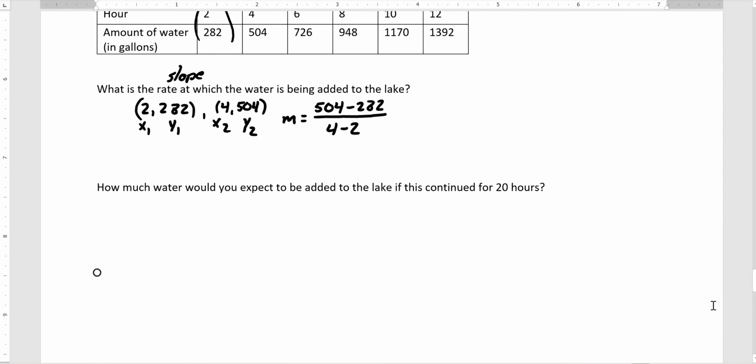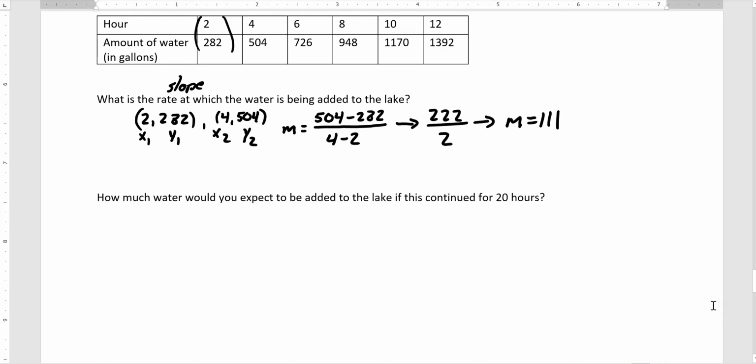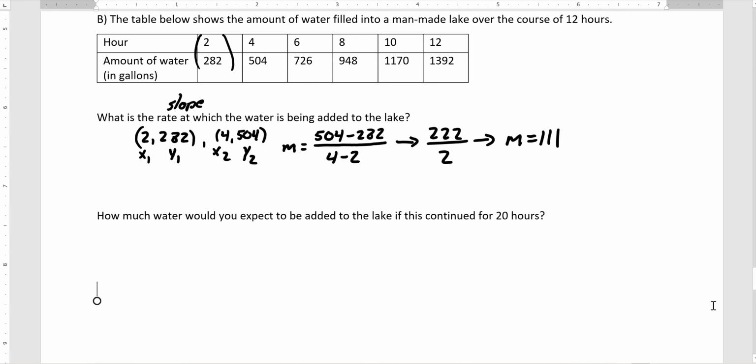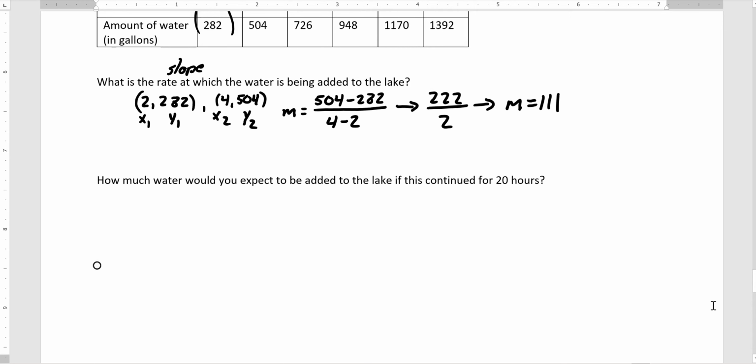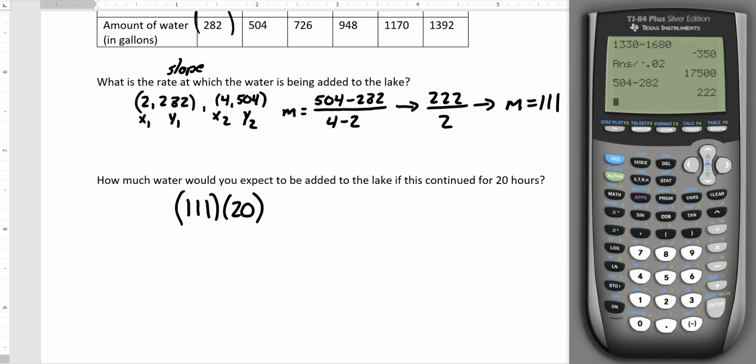So 222 over 2 minus 2, or 4 minus 2 would just give me 2, which would equal 111. Fantastic. All right, so how much water would you expect to be added to the lake if this continued for 20 hours? Okay, so if it gets 111 gallons per hour, and we do that for 20 hours, that's some multiplication that I'm not really feeling right now.